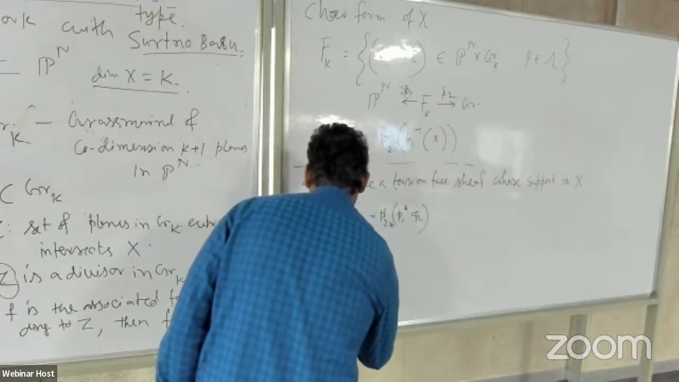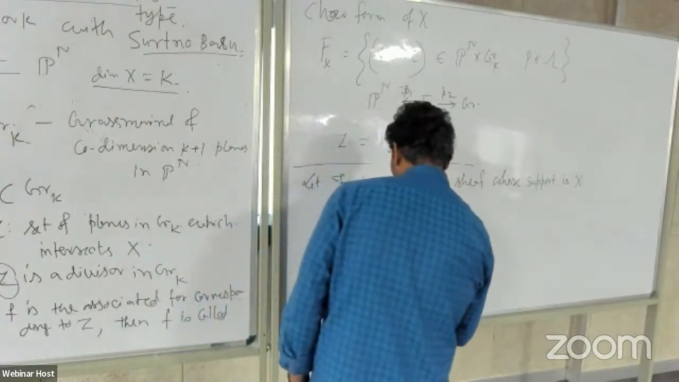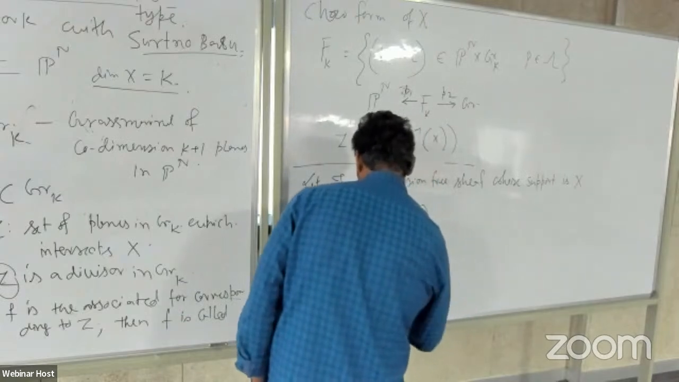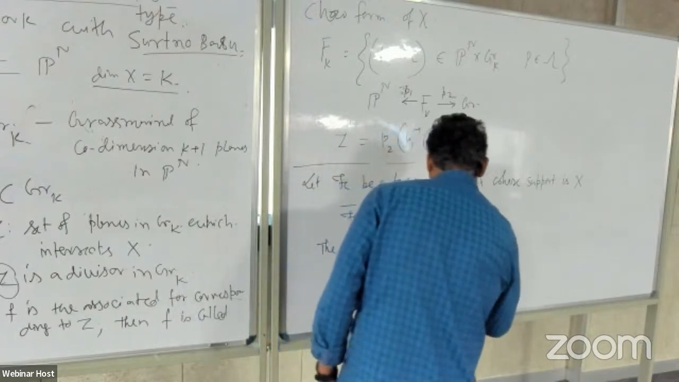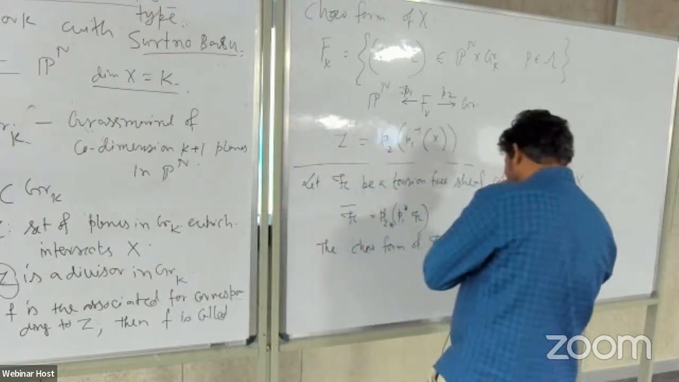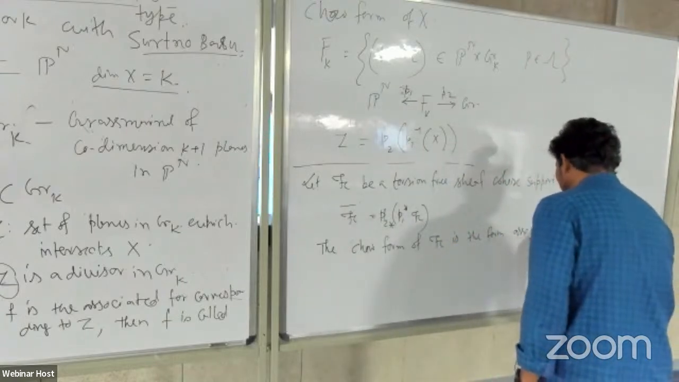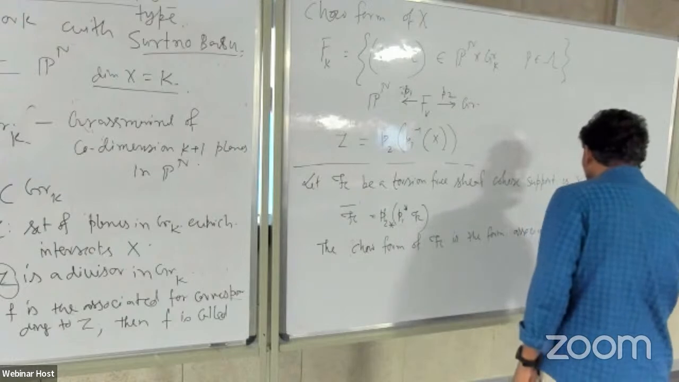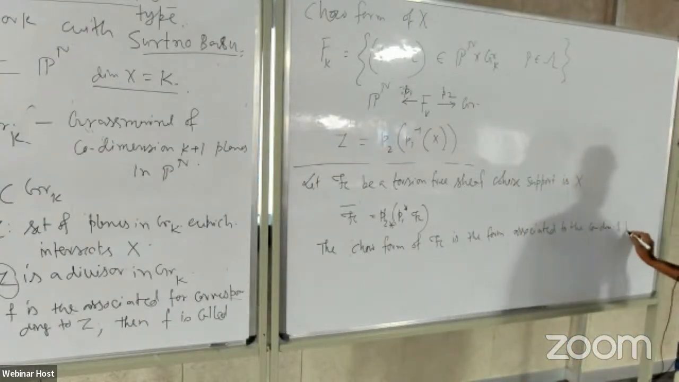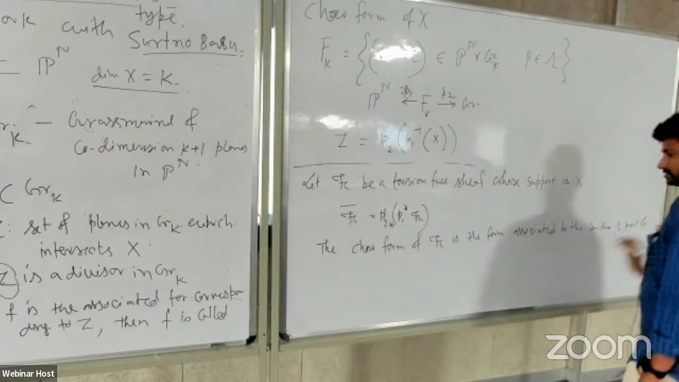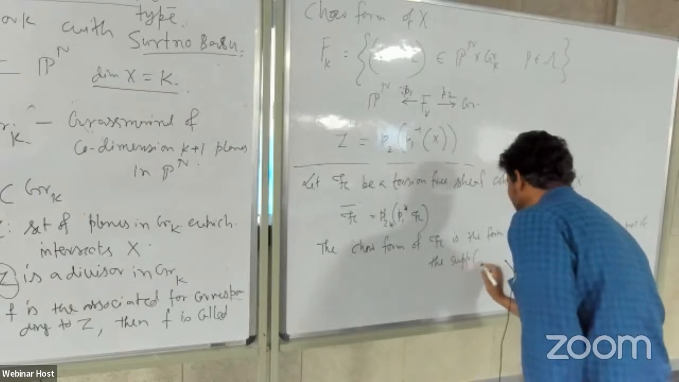So we say that the Chow form of it is the form associated to the codimension one part of the support of it.